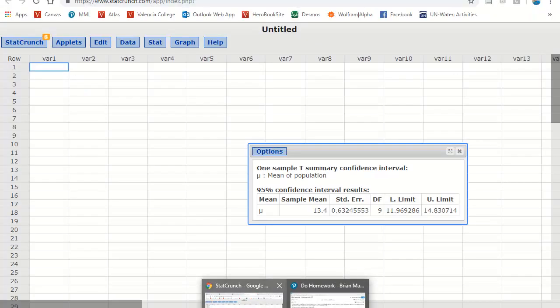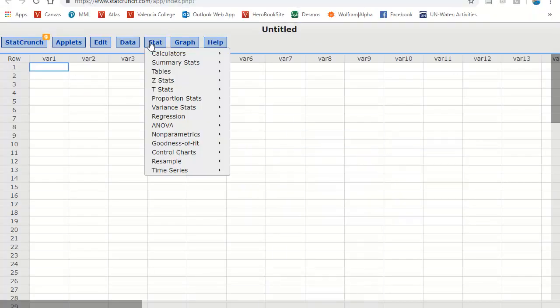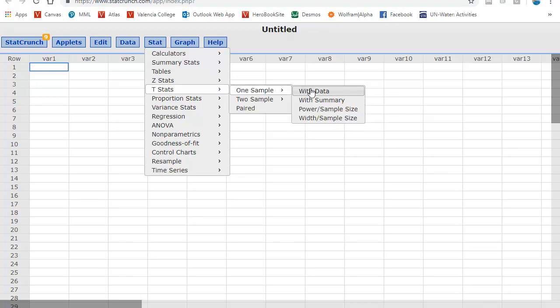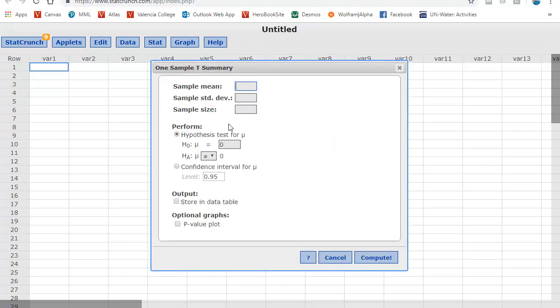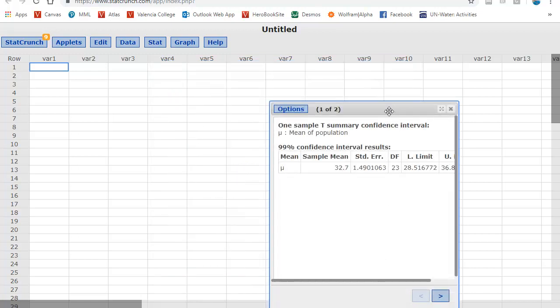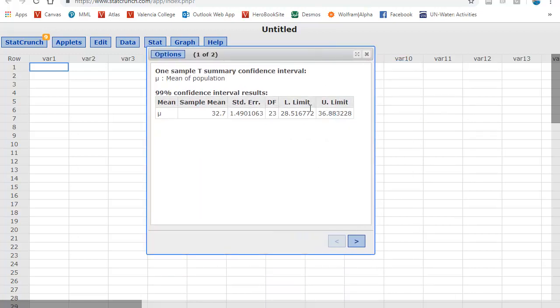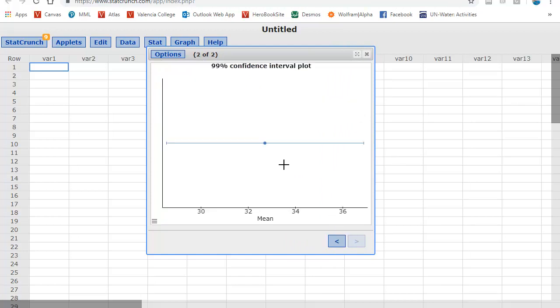So let me pull up StatCrunch, and let's pull up our T-Stat one sample with summary calculator, and let's type in the given information. Alright, so I've typed in the given information. It wanted a 99% confidence interval. And then I chose to graph it so we can visualize part B. So here is the confidence interval. We have the lower and upper limits. And if we see visually, here's our sample mean of 32.7, and then our upper and lower limits, again, that we see provided here.